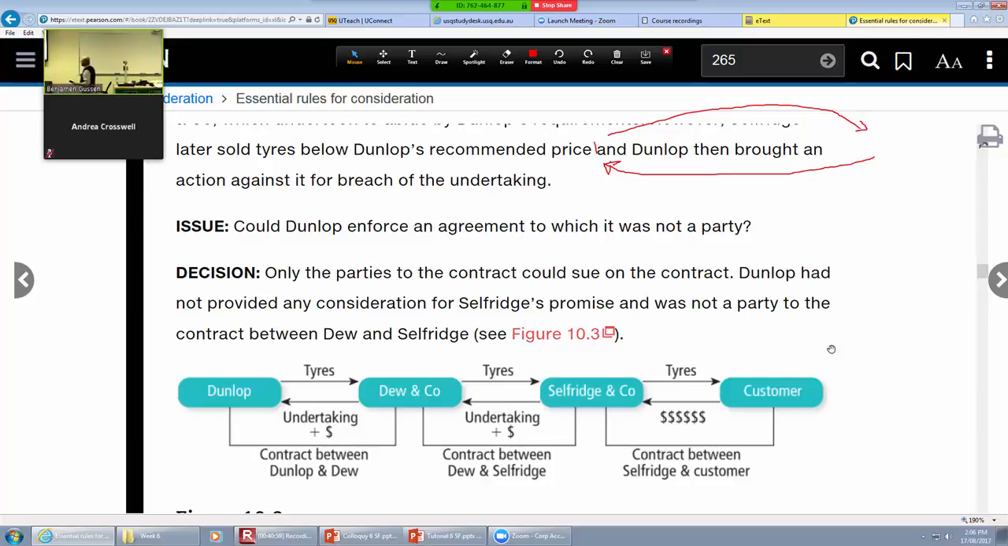This actually case says that the consideration must flow from the promisee. Okay?